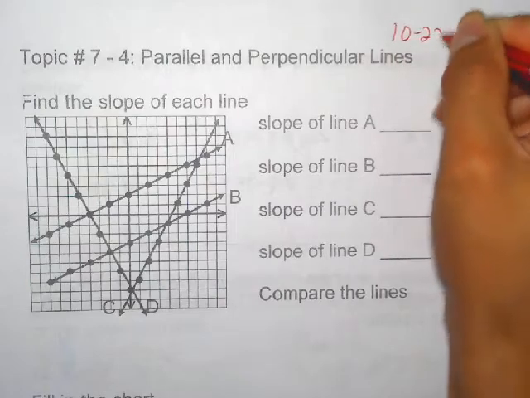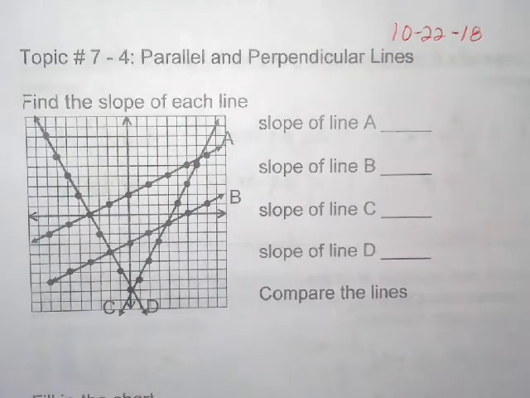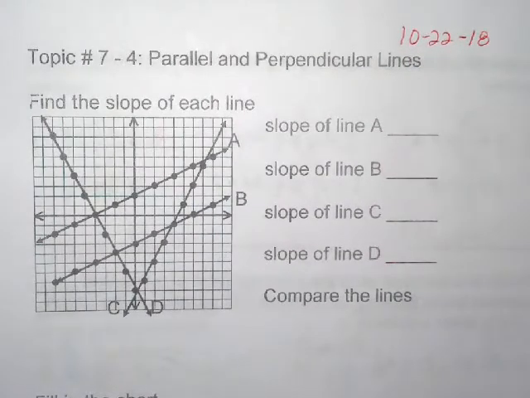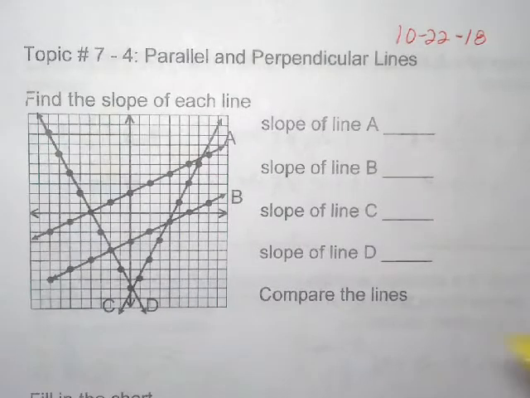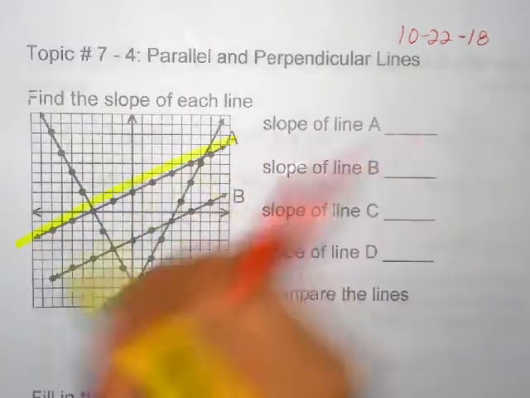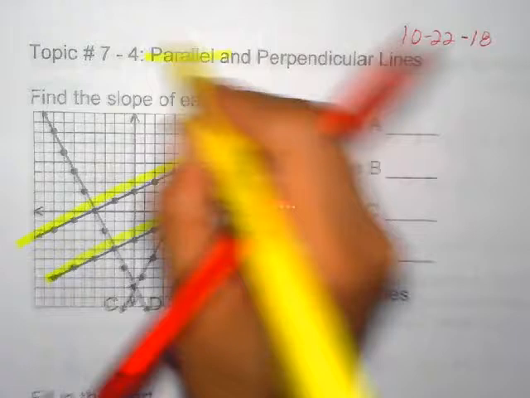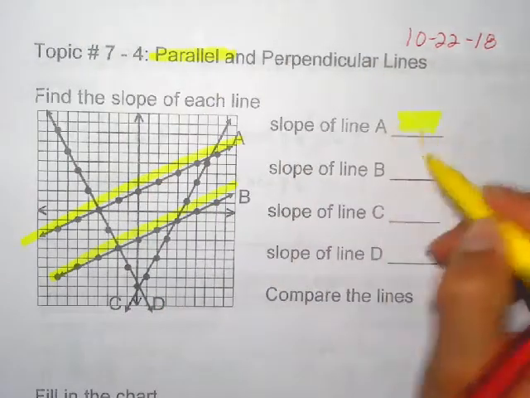October the 22nd, 2018. Today we're going to be talking about parallel and perpendicular lines and how to find their equations. Okay. So when you look at this graph, which lines look like they're parallel? Very good. A and B are parallel. What can you tell me about their slopes?